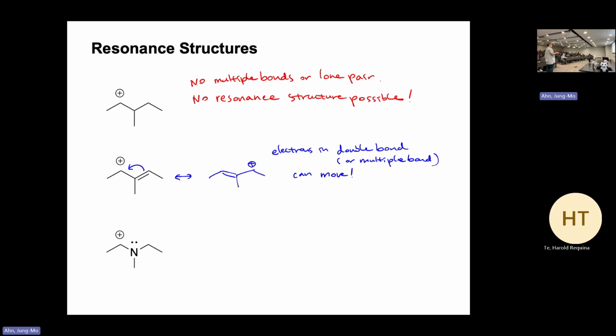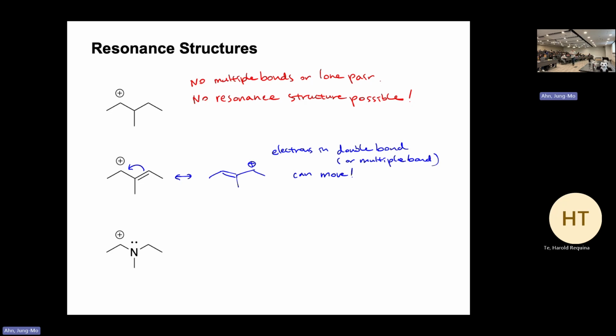This pair of electrons making the double bond, that electron can move over here. That moves the double bond between those two, and that fills up the valence for this carbon, so it's no longer positively charged. But that leaves the electron vacancy at that carbon, so now that carbon becomes positively charged. This is a valid resonance structure. So between these two, which one is major or minor? I would say both are equivalent, so both are major. 50-50.